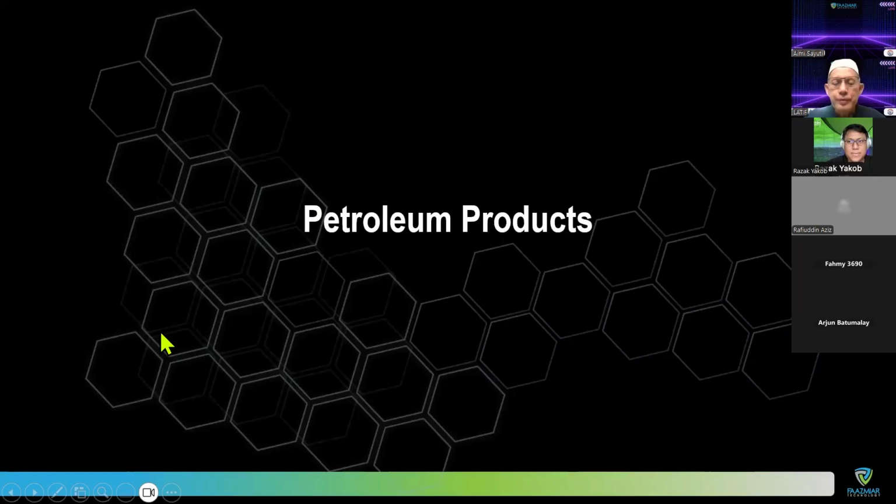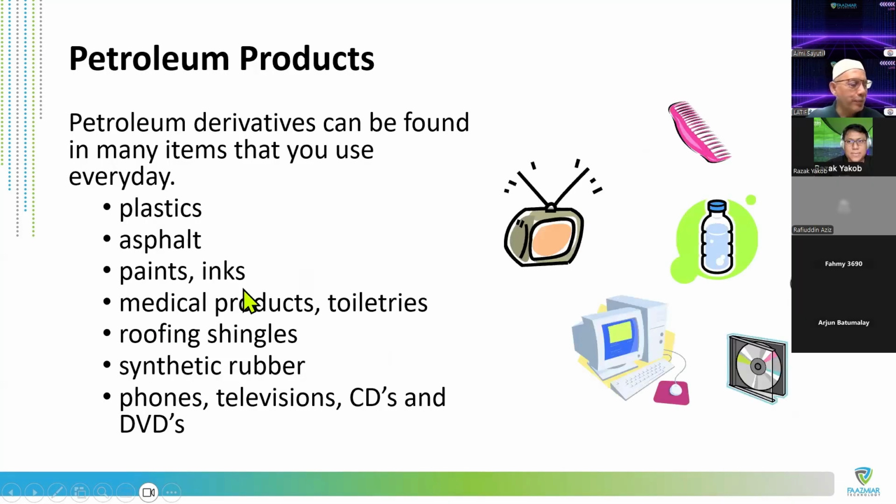Okay, so petroleum products. This is more or less like our last subject. As you know, when we produce the hydrocarbon, the demand for hydrocarbon products is huge, because we can make a lot of things from petroleum. So petroleum derivatives can be found in many items. Whatever is around you will always be coming from hydrocarbon. You touch your computer mouse, it is plastic, so it's hydrocarbon. And then your mineral water bottle is also from hydrocarbon. Asphalt is for tar road, the paint, the inks.